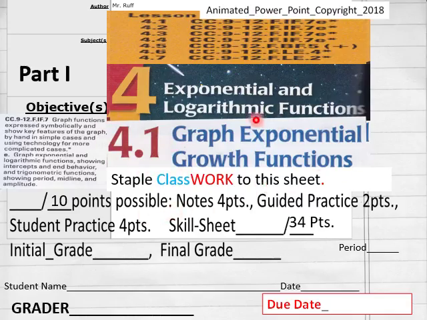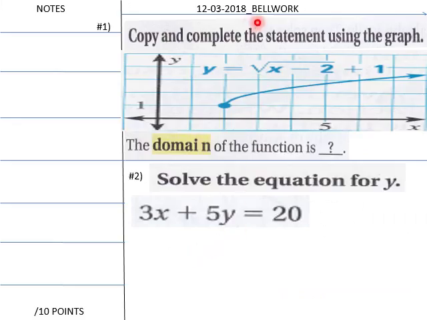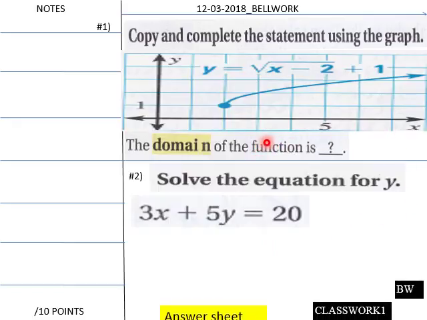4.1, graph exponential growth functions, okay? You think you can handle that? 34 points for your classwork, 10 points of notes, okay? Here's your bell work for your students that are walking in. They can handle this, I hope. If not, they shouldn't be in Algebra 2. I'll tell you that right now. You'll be down in like 5th grade or something.